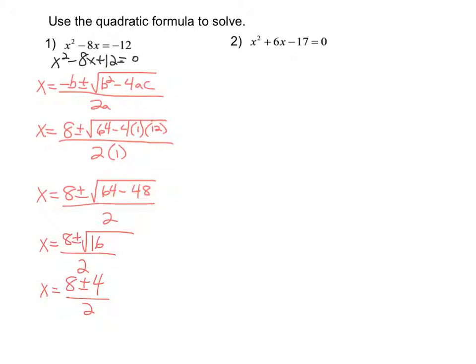And so I'm going to kind of move to the right here. I've got x is equal to, I can divide both of those by 2, so it's going to be 4 plus or minus 2. So x is equal to either 2 or 6 in that particular case.